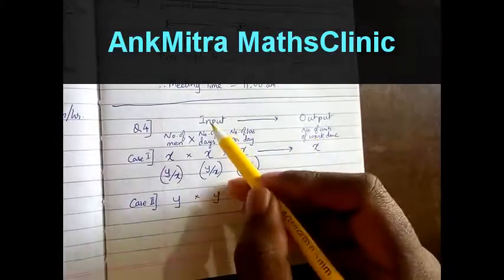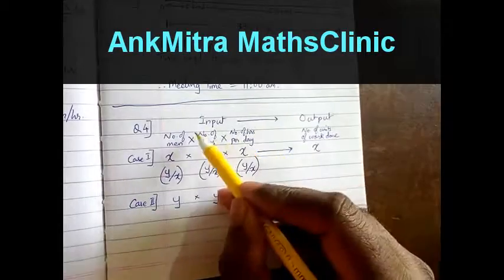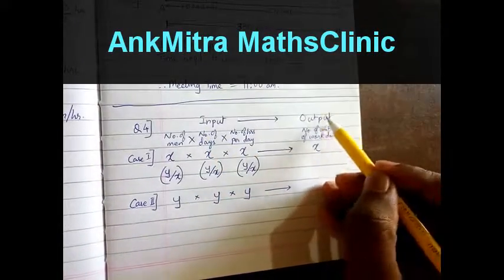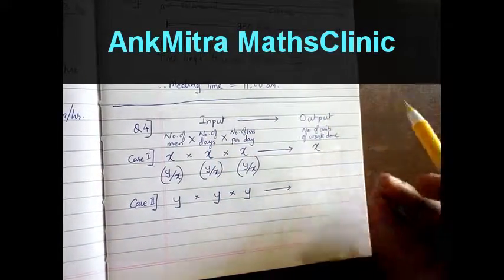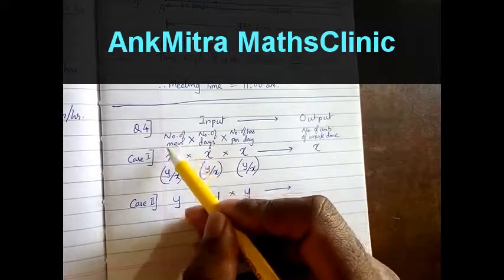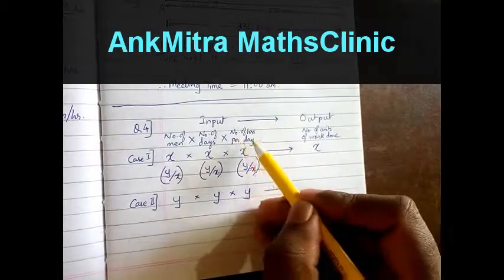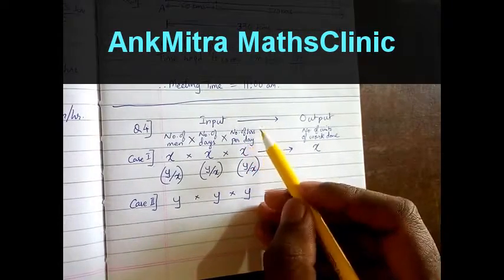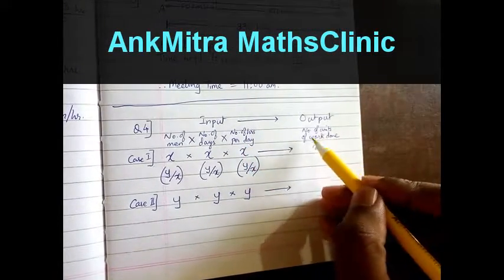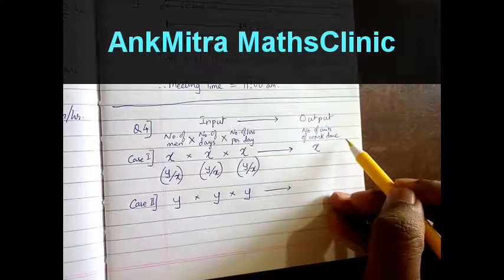In this question, a certain input effort is resulting in a certain output of work done. So the input is in terms of number of men employed, the number of days that they work, and the number of hours per day that they work. And the output is in terms of number of units of work done.